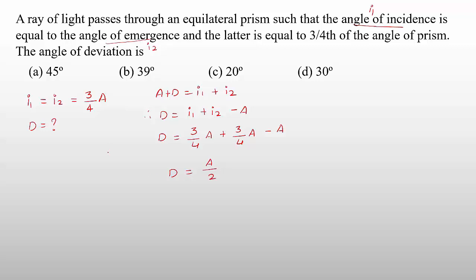Right? But here this is an equilateral prism. Equilateral prism means the angle of prism will be 60 degree. See here, for an equilateral prism we know that A equal to 60 degree. Substitute here, D equal to 60 by 2. So 60 by 2 means 30 degree. So the angle of deviation is 30 degree. So option D is right.